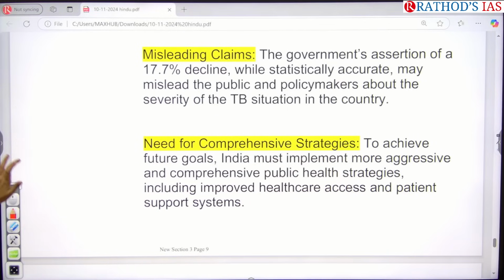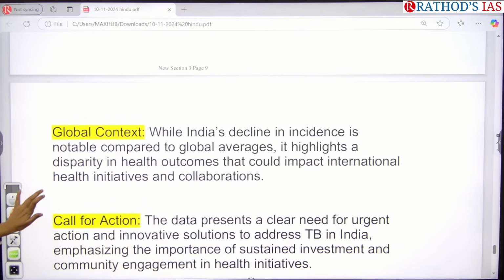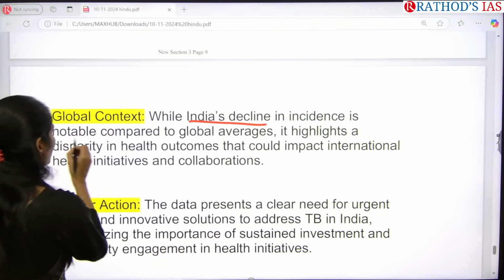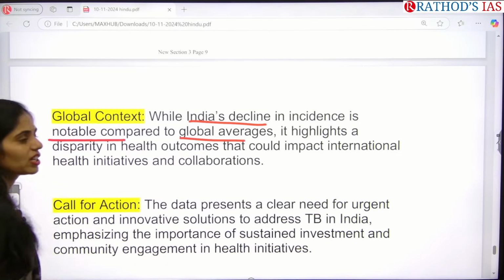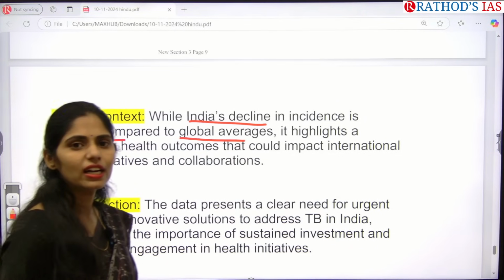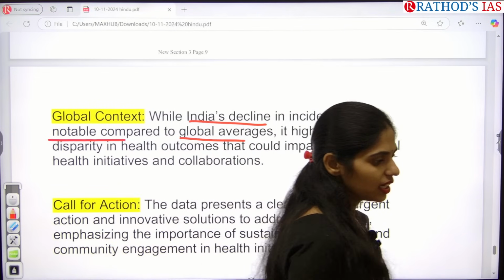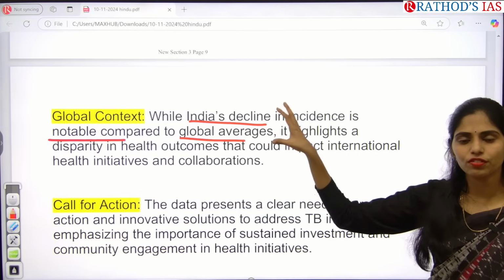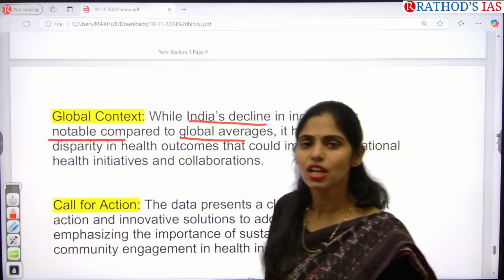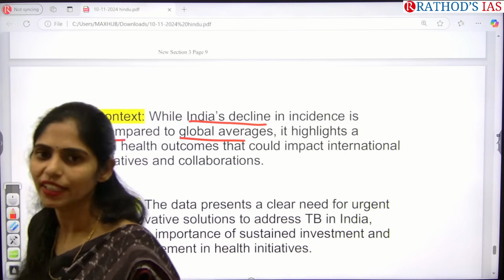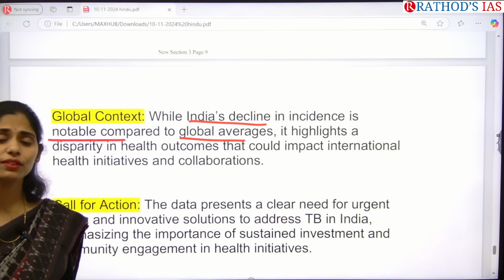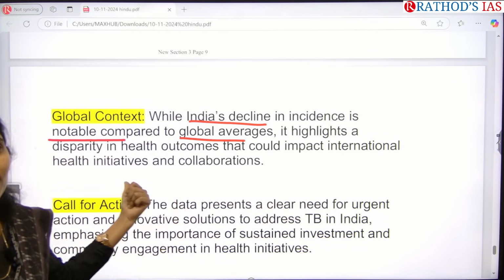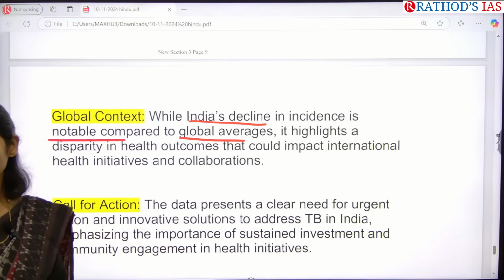Next, if you see the global context, India's decline in incidence is notable compared to global averages. If you compare with different countries, what we can appreciate is that the decline in the number of cases in India is very good compared to other countries, especially compared with Africa, where cases are very high compared to India. In this way, if you compare with some other countries, we can feel proud.